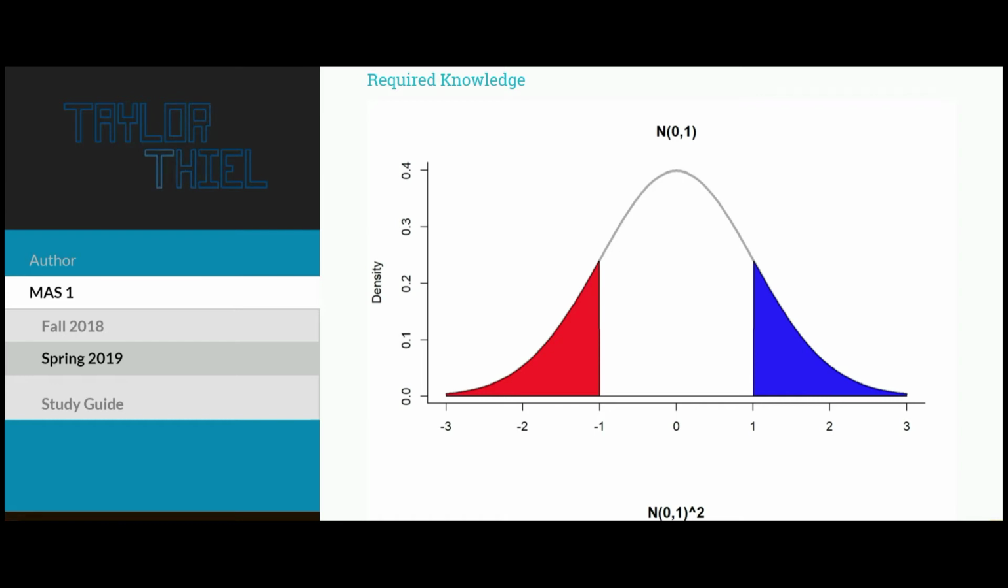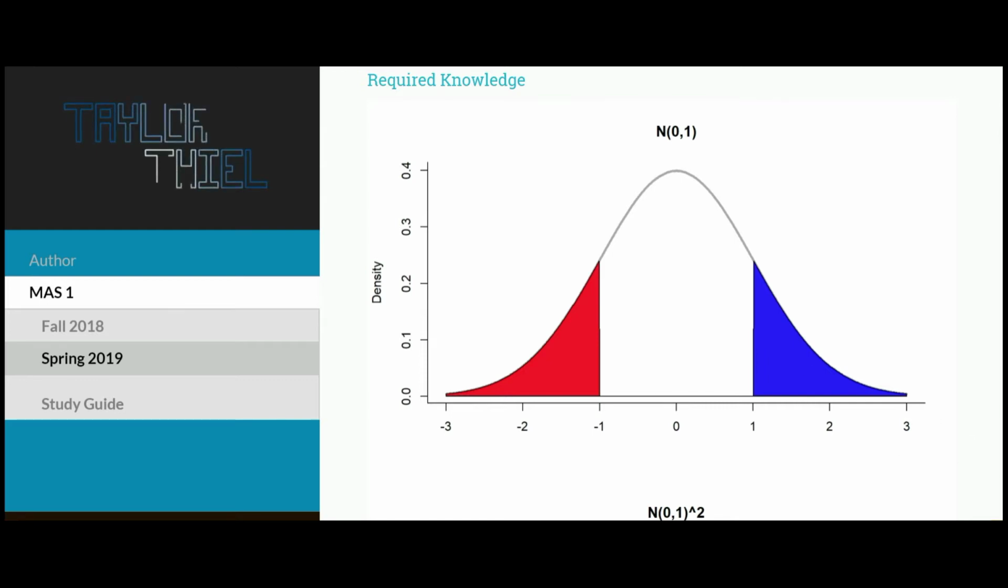So first off, we have a normal 0, 1. And here I have color-coded the area to the right of 1 and to the left of negative 1. What we could do is say, well, what if we squared a normal 0, 1? So 0 would stay at 0. If you got a negative 1, it would move to 1. 1 stays at 1. Negative 2 would go to 4. 2 would go to 4, so on and so forth.